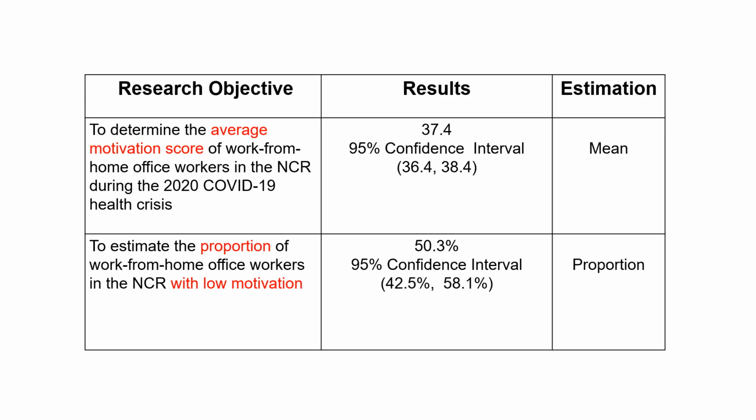These are examples of estimating a population mean, which is the motivation score of work-from-home office workers in the National Capital Region during the 2020 COVID-19 health crisis, and estimating a population proportion, which is the proportion of work-from-home office workers in the NCR with low motivation. The single number represents the point estimate, and the two numbers represent the lower and upper limit of the interval, or the interval estimate.